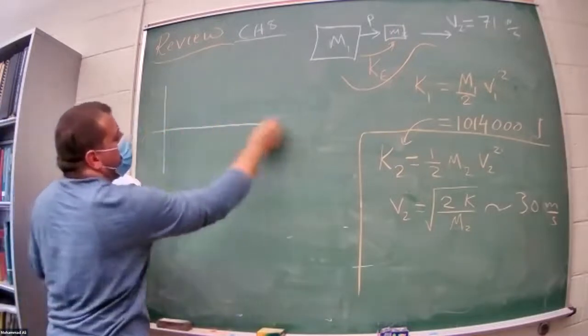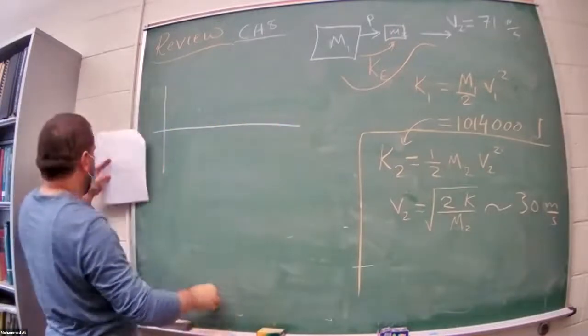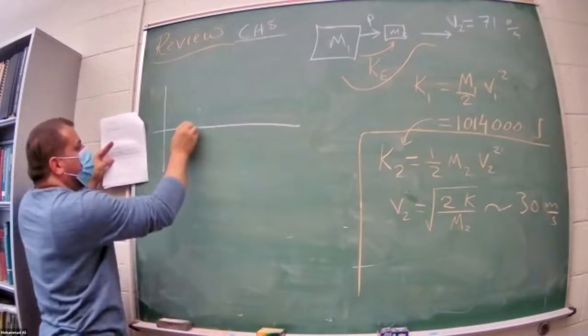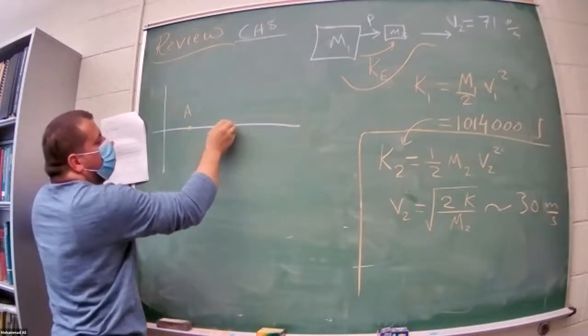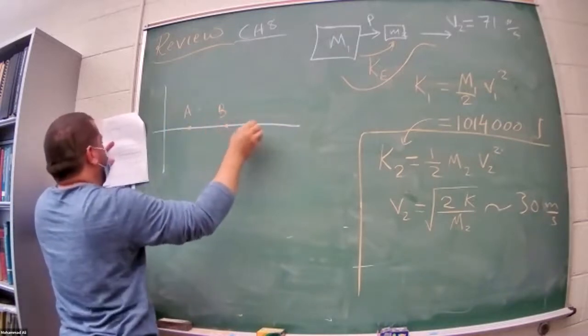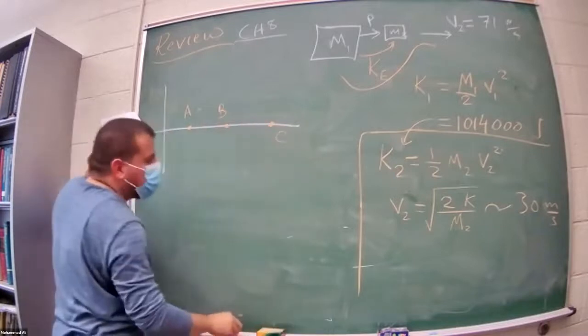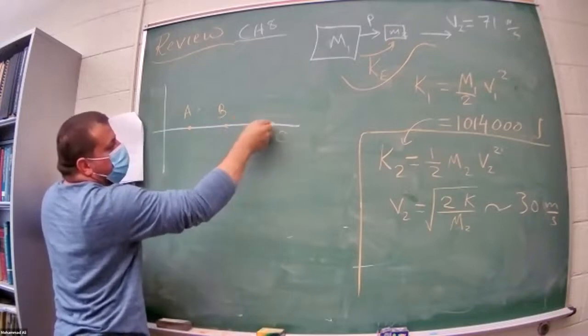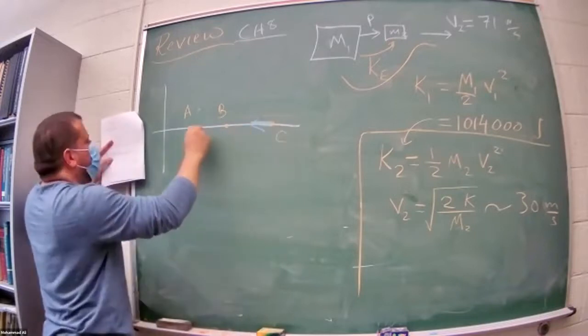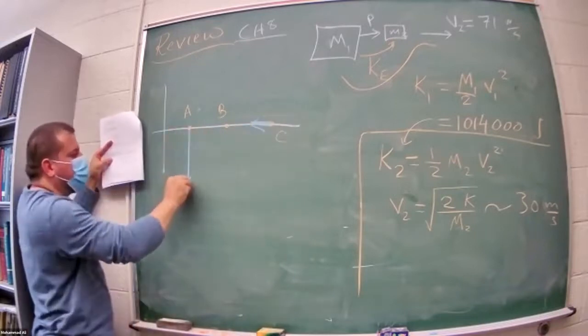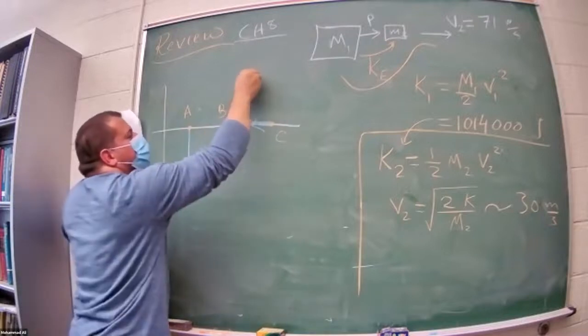If we have the system of particles, A, B, and C. C has a velocity to this direction. A has a velocity to this direction. B has a velocity to this direction.